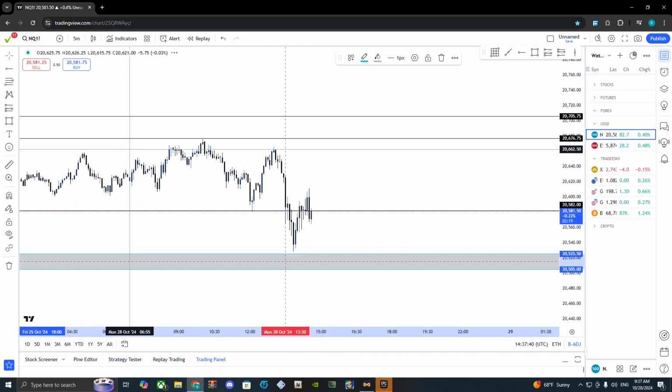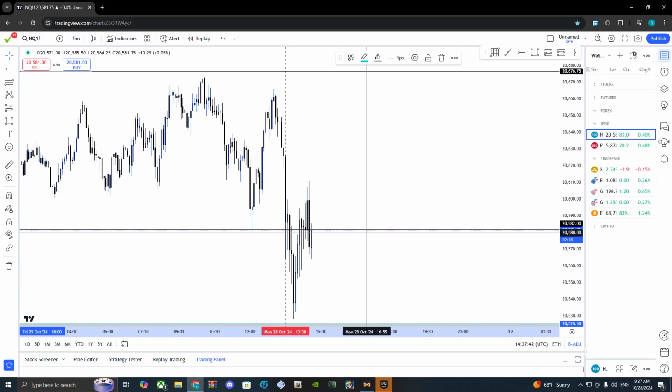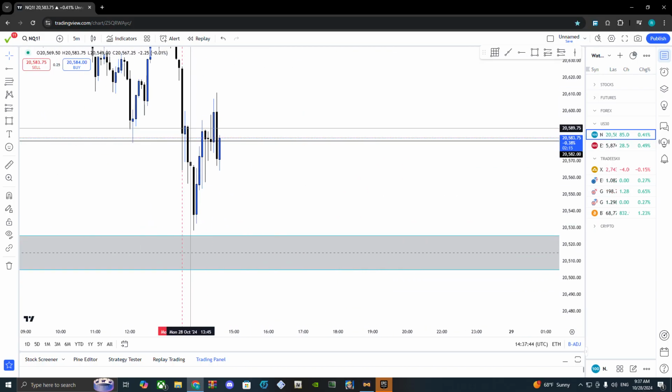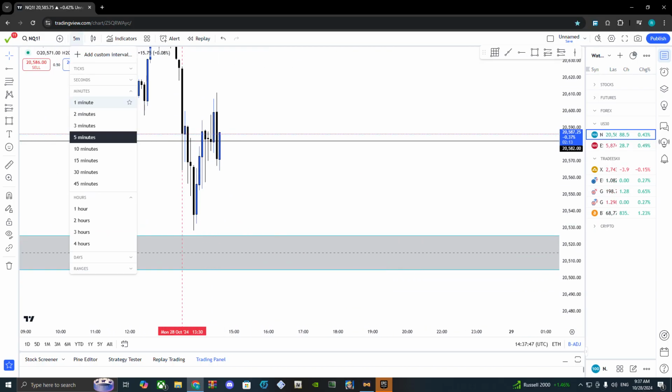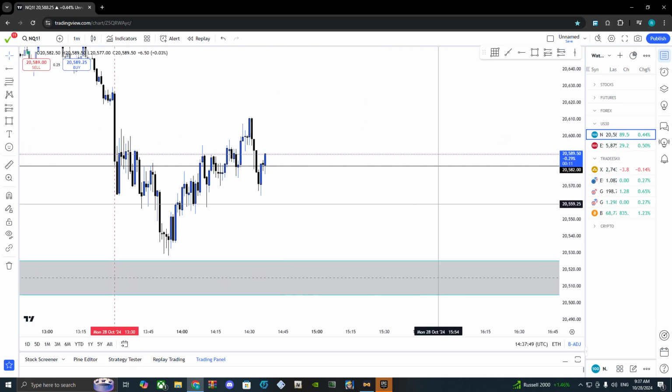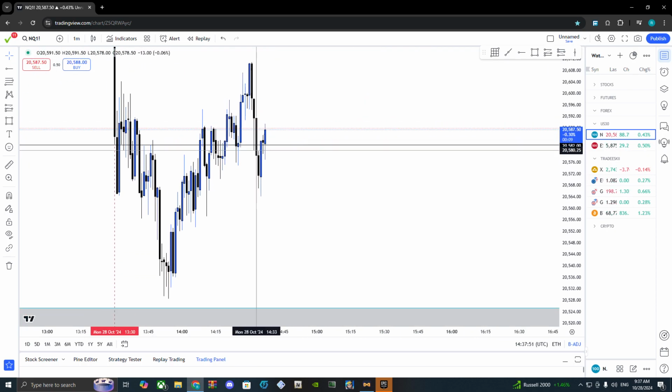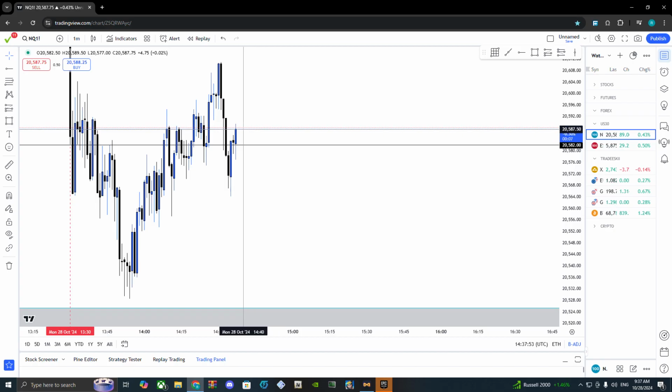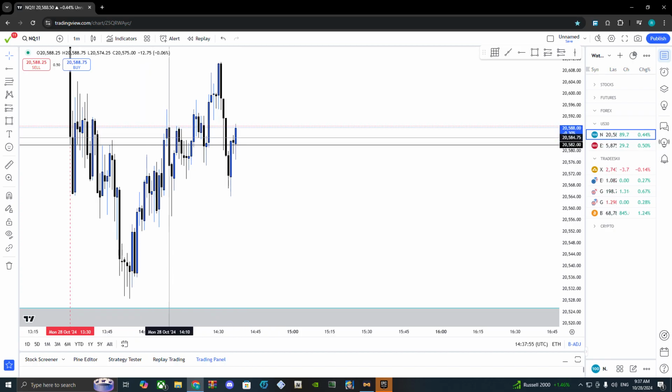I'm scaling down into the 5-minute, waiting for a 5-minute retrace. So we come down, come back up, get a 5-minute retrace. Alright, I'm scaling into the 1 minute. After getting that retrace, I see we got legs up, creating a bullish imbalance.